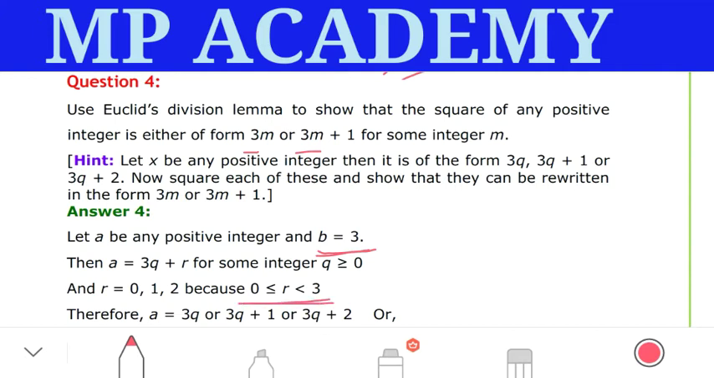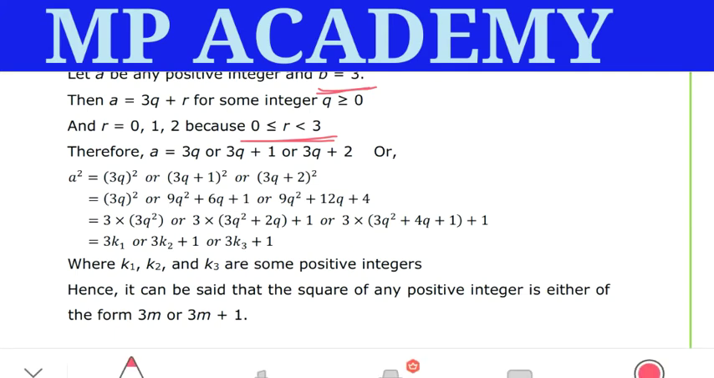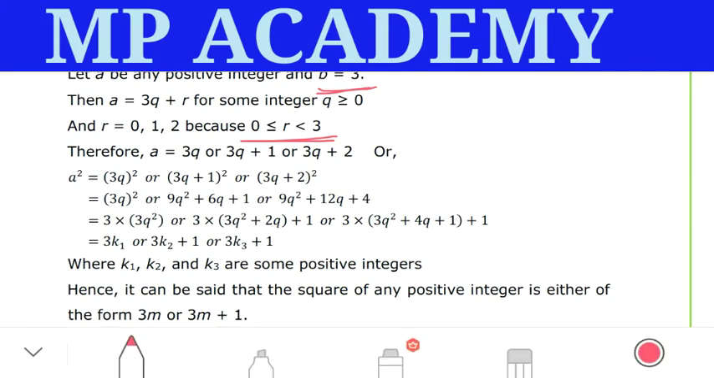In the previous question we took b equal to 6. Again, using Euclid's division lemma, we can write a equal to 3q plus r for some integer q, where 0 is less than or equal to r less than 3. Therefore a is of the form 3q, 3q plus 1, 3q plus 2, by putting r equal to 0, 1, 2. Now the square of the numbers: a square equals 3q the whole square, 3q plus 1 the whole square, 3q plus 2 the whole square.